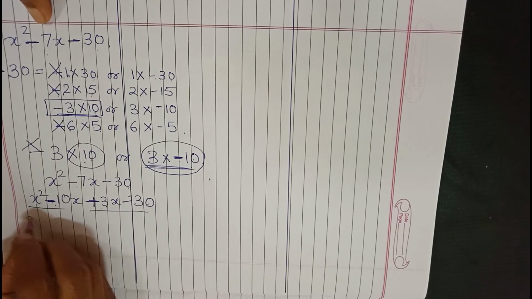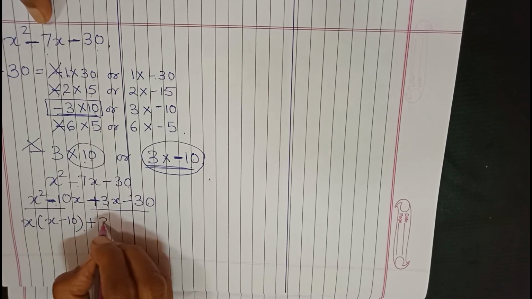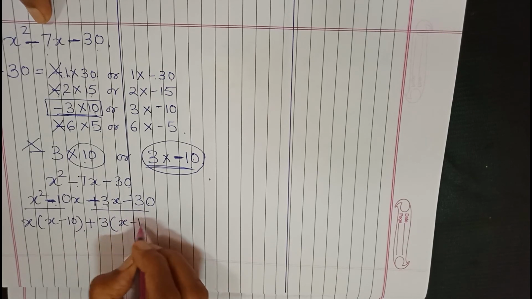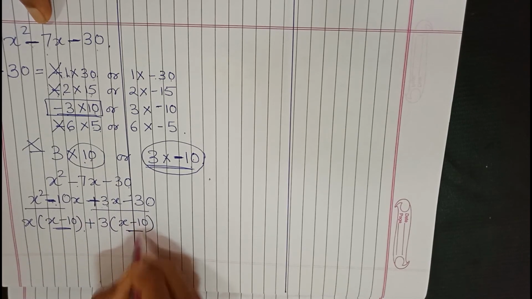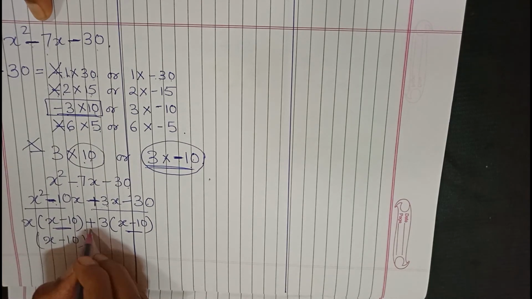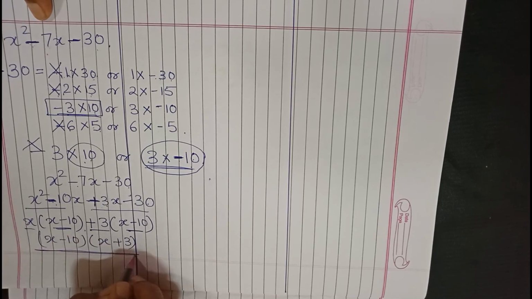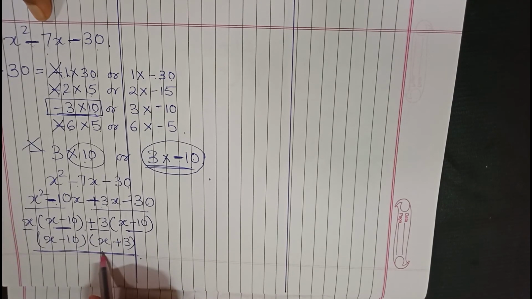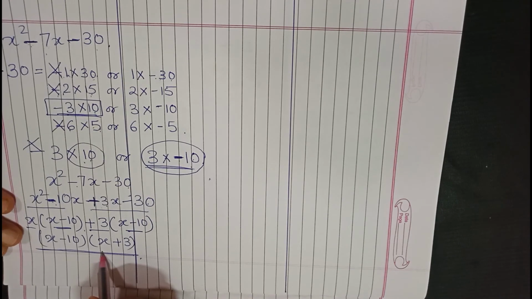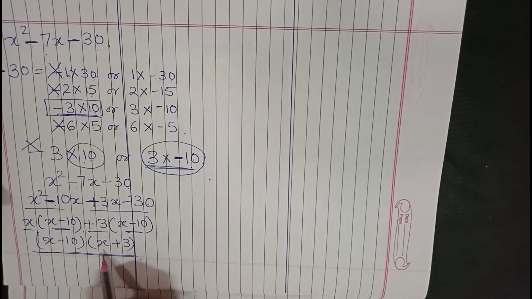Again we split the two terms. Remove common. From here again I can remove 3 common. So what I get is x minus 10. You can see I got both the brackets the same, x minus 10, x minus 10. So that becomes my first bracket and x plus 3 becomes my second bracket. So you can see here, again I got my factors. So this is how factorization of an algebraic expression is done, by splitting the middle number.